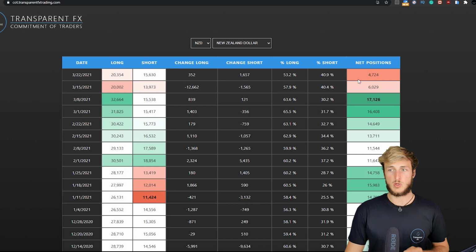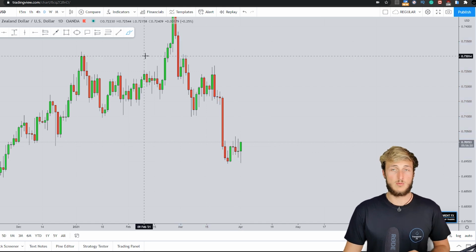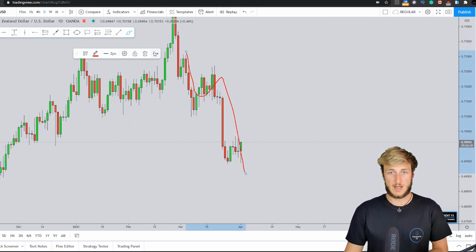And if we check it, what we can see is that with the last report, net positions went from 17K to 4K, meaning that institutions and the non-commercials in the market, so the biggest speculators, the big players in the market, are shifting their positioning to the negative side of NZD USD. And that is clearly already reflected in the price action. We know that this market has been melting to the downside.